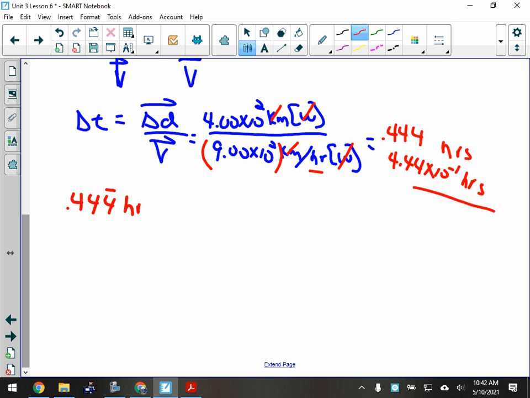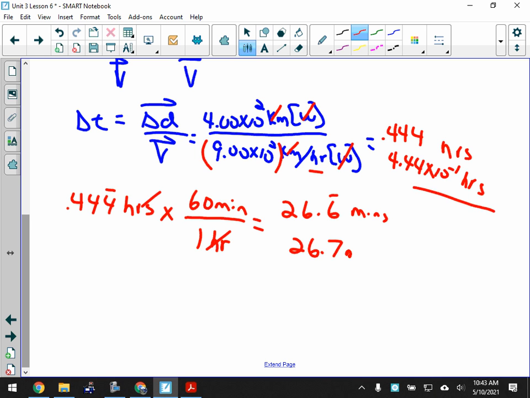However, if we did want to get it into minutes for a little practice here, 1 hour is 60 minutes, right? So the hour and the hour will cancel. And if I take 60 times 0.4 repeating, and again, you should not round, of course, you get 26.6 repeating minutes, okay? Or 26.7, I guess, all said and done rounded, okay?